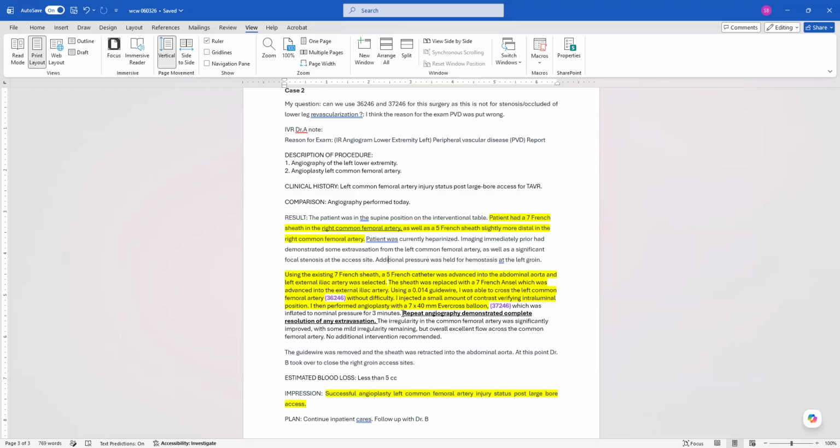So those are the two cases for this week. So I hope you found those interesting. I hope you found them helpful. For those of you who didn't submit the cases, maybe this will help you with some future cases that you may come across. I particularly liked this one because it's very rare that we see in the lower extremities that we're using a 37246. And so I liked this example for this reason.